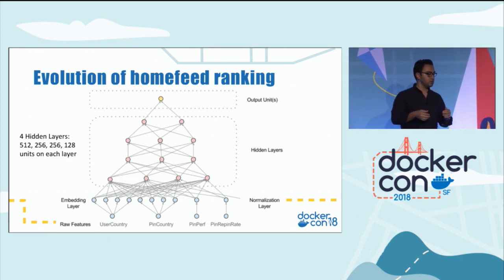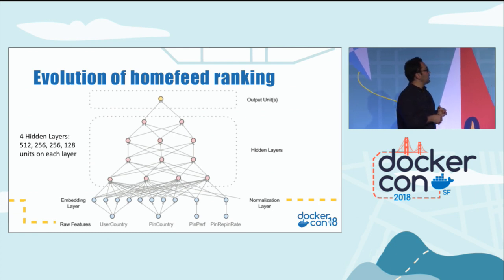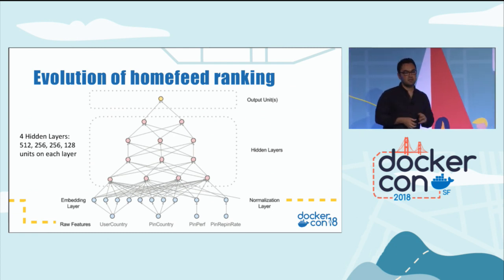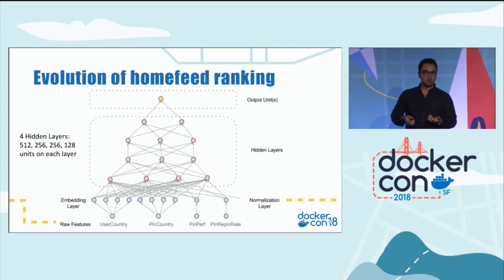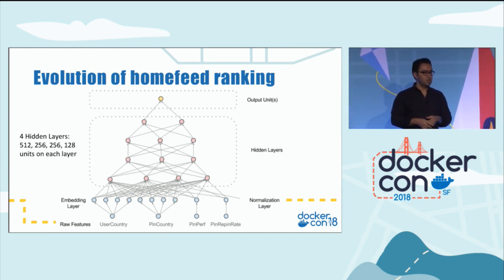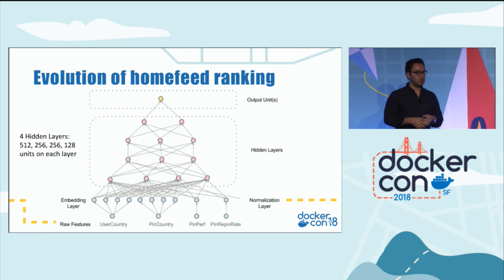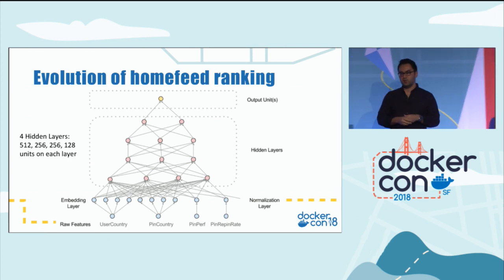They are fed into normalization and embedding layers. And following that is 4 hidden layers. And ultimately, we have a single output node, which predicts something called a pinability score. And that kind of gives us an indication of how likely you are to engage with a pin. And based on the output of the last layer, we rank the pins and provide them in your home feed.